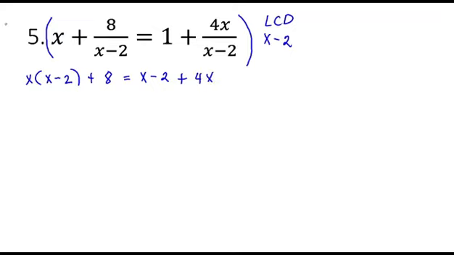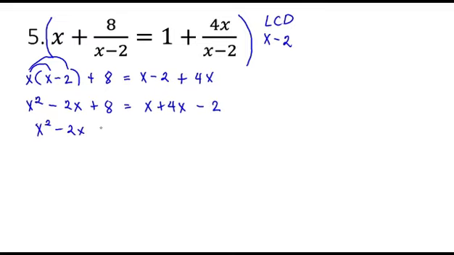Ayan. Simplify muna natin to using the distributive property. So, x times x is x squared. And then, x times negative 2 is negative 2x plus 8 equal to, so, pwede na natin pagsamahin yung dalawang linear term dito. X plus 4x. Tapos, followed by the constant term. Simplify lang muna natin ulit. X squared minus 2x plus 8. Tapos, combine na natin dito sa kabila. X plus 4x is 5x minus 2.